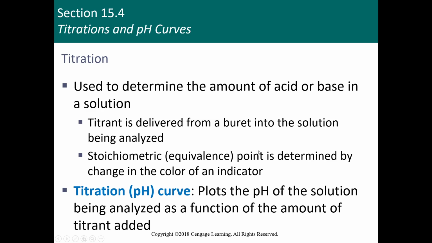The equivalence point is going to be where the number of moles of your titrant equals the number of moles of what you have in there. The titration pH curve is going to be a plot of the pH of the solution that you're analyzing as a function of the amount of your titrant that you have added.